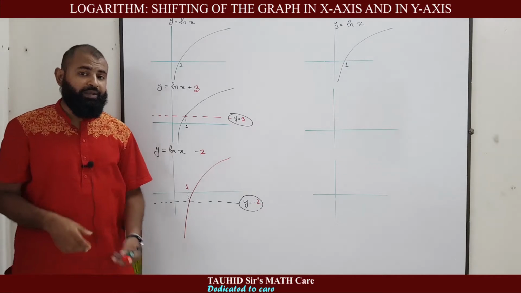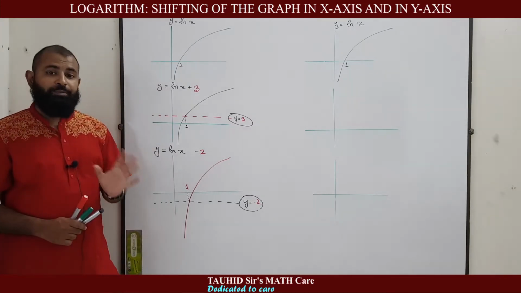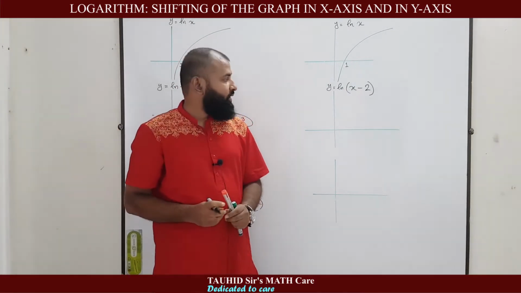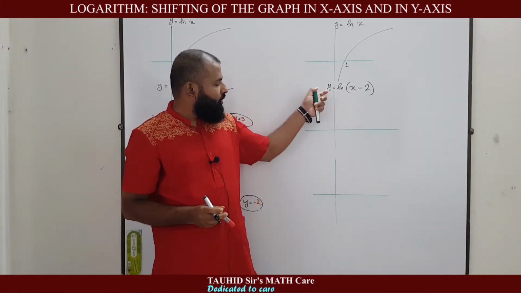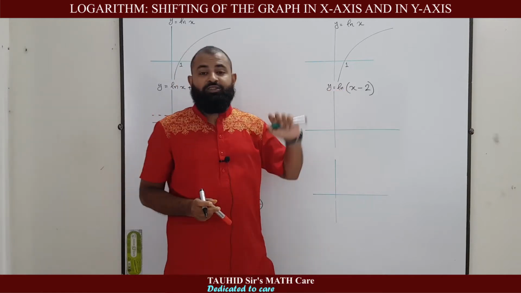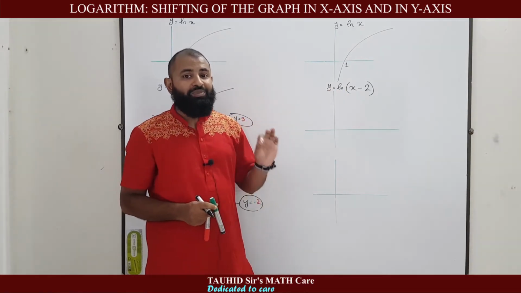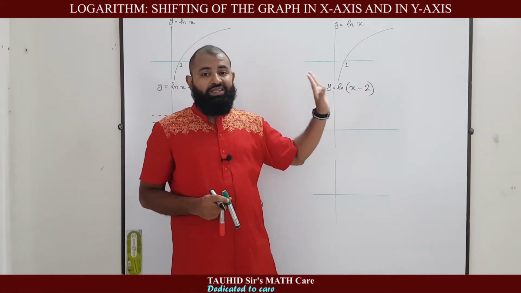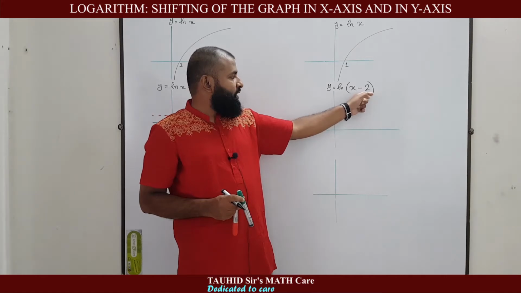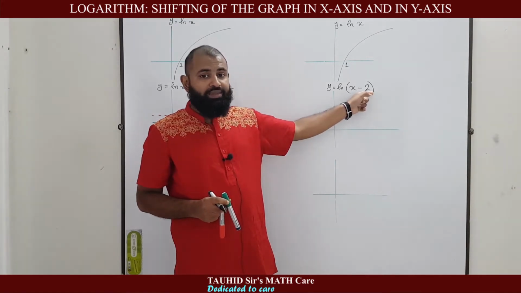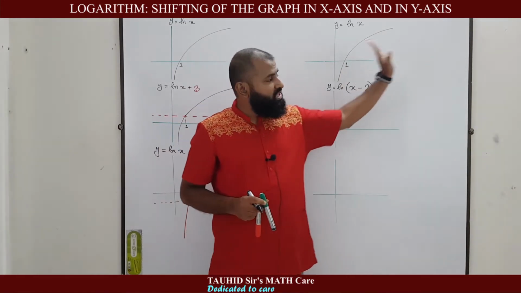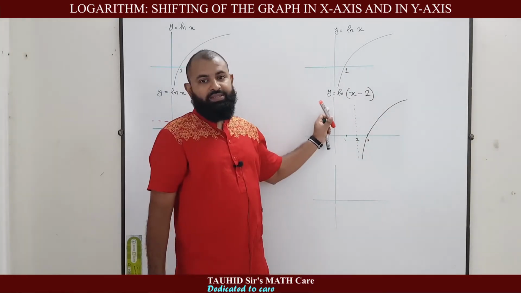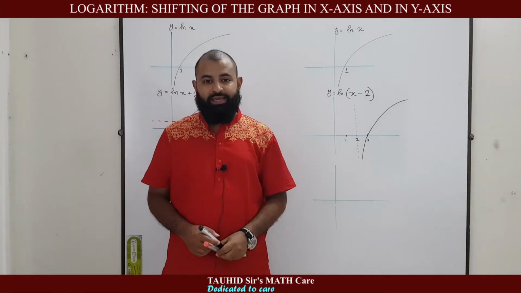And what will happen if I add or subtract a constant from only the x portion? For example, if I say draw the graph of y equal to ln of x minus 2, when you see something being subtracted from x, the whole graph will shift to the right side. Here you can see x minus 2. That means this graph will shift 2 units right. This is the graph of y equal to ln of x minus 2.